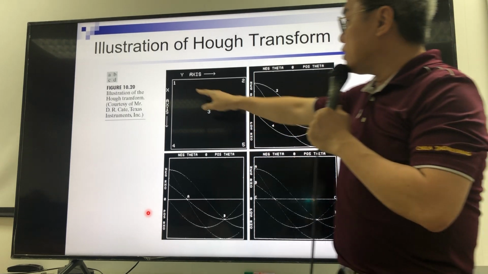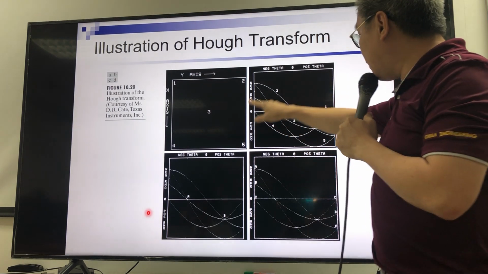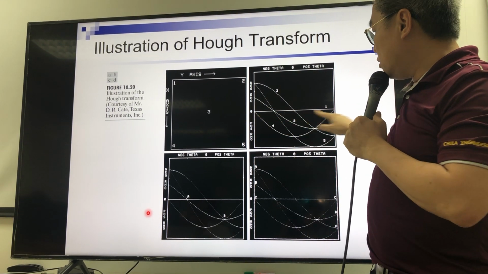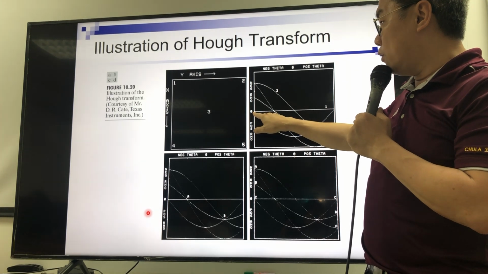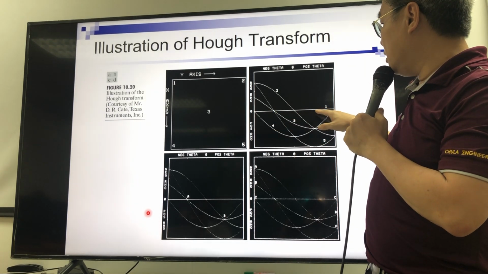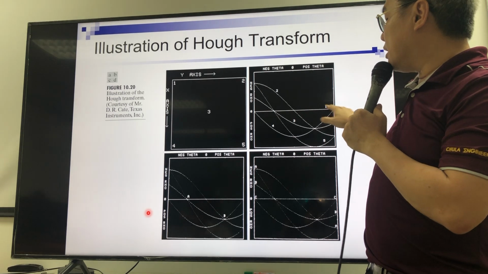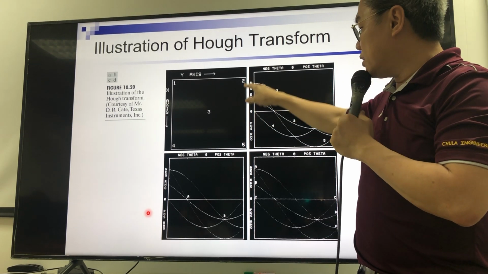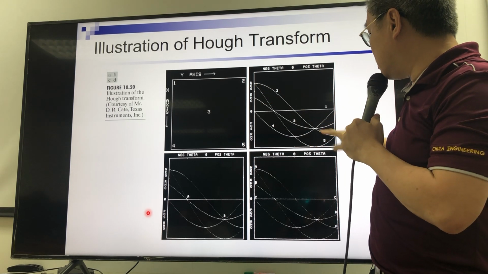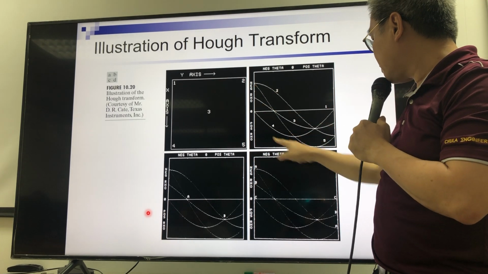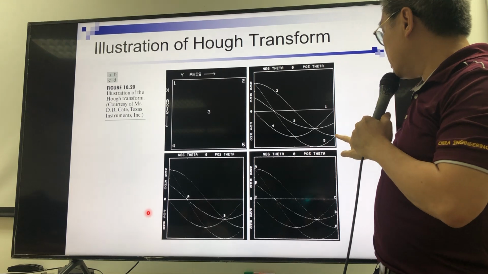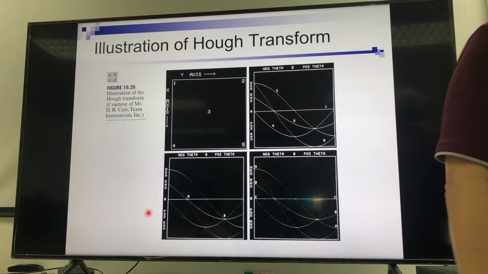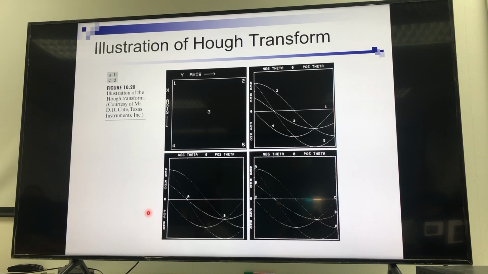If you want to connect 1 and 4, you find the intersection between 1 and 4. Rho is zero, and theta could be negative pi or positive pi. If you want to connect 2 and 5, this is 2, this is 5, so it's right here. This is how we define the Hough transform.